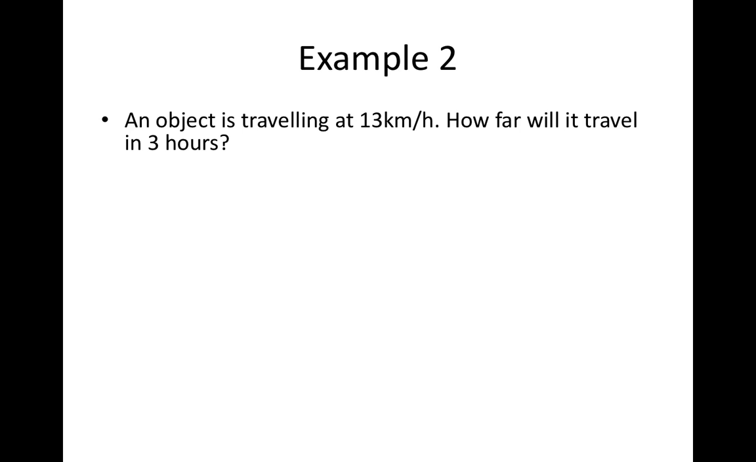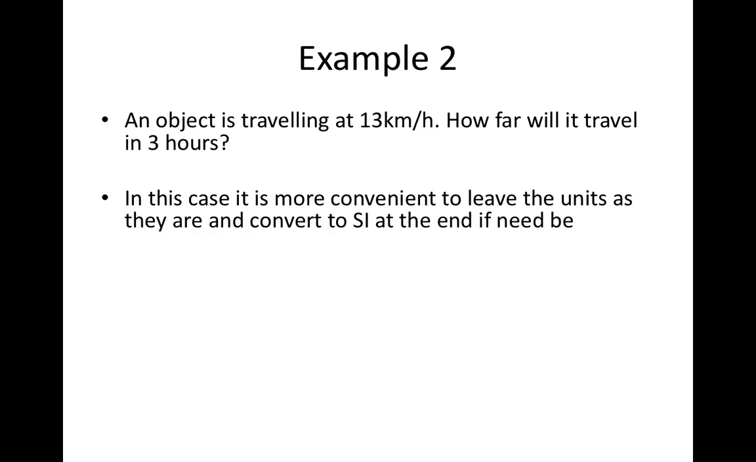Here's a final example. An object is traveling at 13 kilometers per hour. How far will it travel in 3 hours? In this case, it is more convenient to leave the units as they are rather than convert to SI, and convert at the end if need be. Since the units are both not in SI, but the units are consistent because the speed is in kilometers per hour and the time is in hours, you can do the calculation as is.